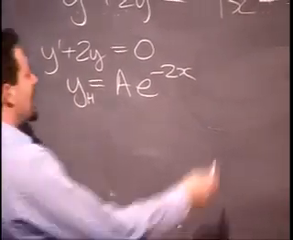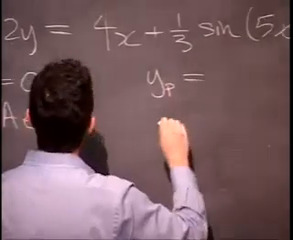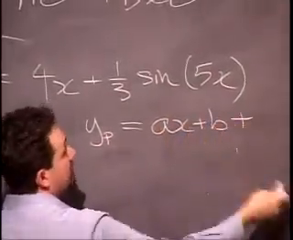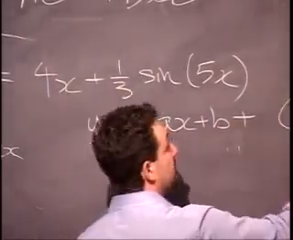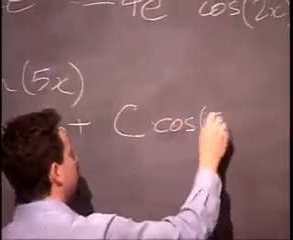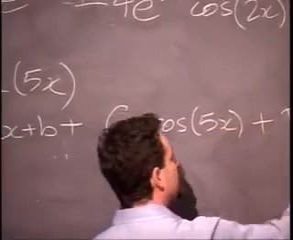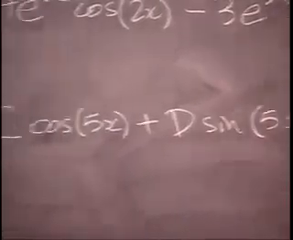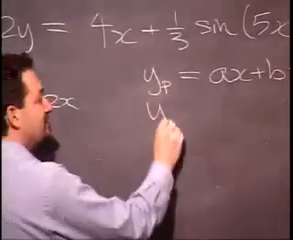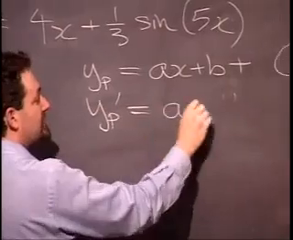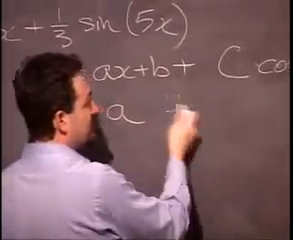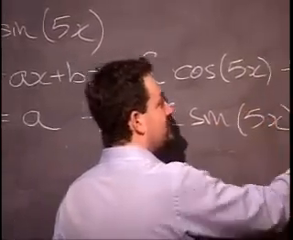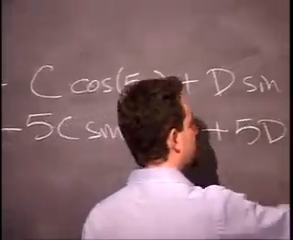Now let's come over and guess a particular solution. This is a lot easier. It's just a linear function, ax plus b, plus, say, c cosine 5x, plus d sine 5x. And because it's only a first-order differential equation, I only need one derivative. Hallelujah. yp prime is a plus, or actually minus 5c sine 5x, plus 5d cosine 5x.